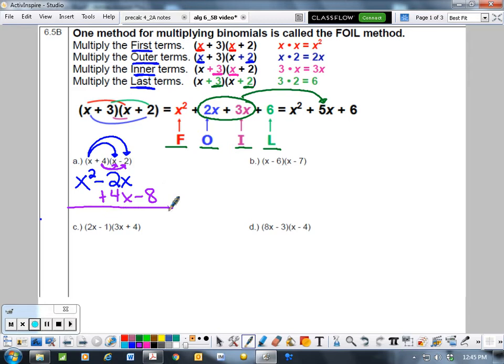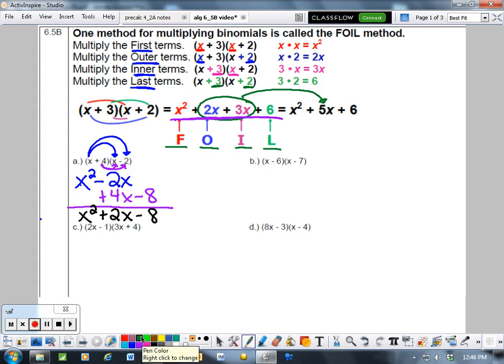And instead of writing it like this up here, I like to write it like this. So that way I know this is my x times the binomial, this is my 4 times the binomial, and then it lines up those like terms for us. So we get a final answer of x squared, and then a -2x plus 4x gives us +2x and -8.